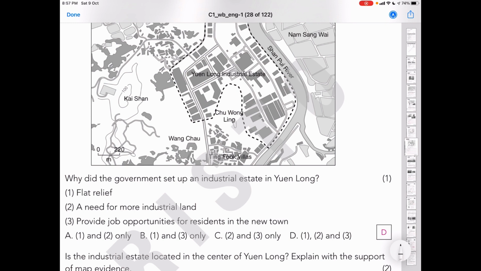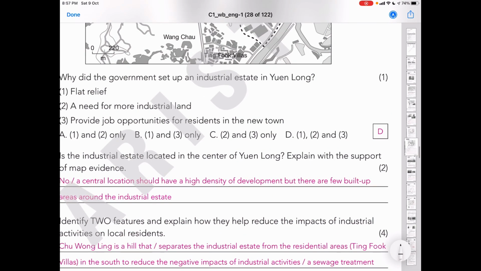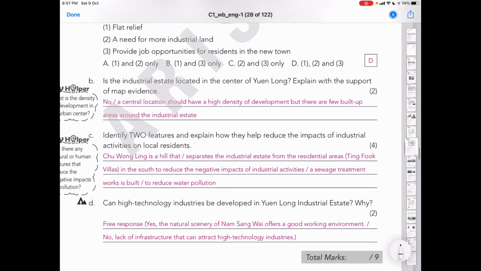Hong Kong did lead industrial land in the 90s or 80s, because the industrial development was quite keen at that time, and then providing job opportunity for the residents in the New Towns, because you should know that Tin Shui Wai and Tuen Mun and Yuen Long have a lot of people living there, and then they need a lot of jobs, and then building some industrial estates can satisfy the job demand of that area. So all are right. So the answer should be D. Okay, should be D. Okay.